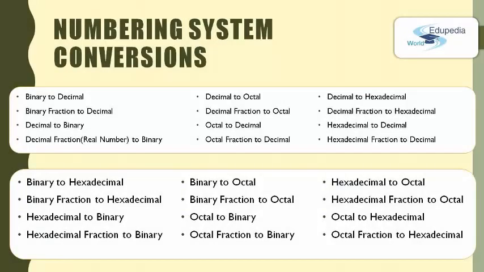In the previous 2 episodes, we learned all types of conversions regarding the decimal numbering system. Binary to decimal, binary fraction to decimal, decimal to binary, decimal fraction to binary, decimal to octal, decimal fraction to octal, octal to decimal, octal fraction to decimal, decimal to hexadecimal, decimal fraction to hexadecimal, hexadecimal to decimal, and hexadecimal fraction to decimal. In this episode, we learned the other type of conversions.